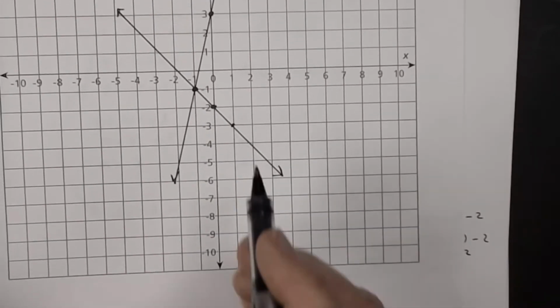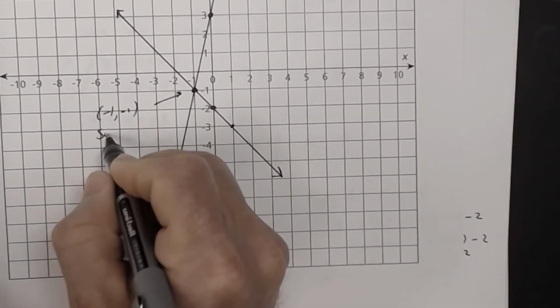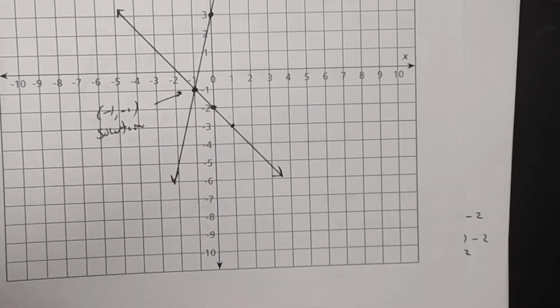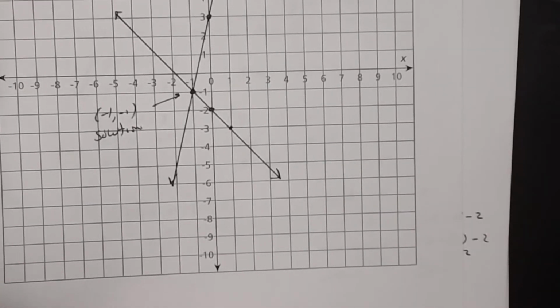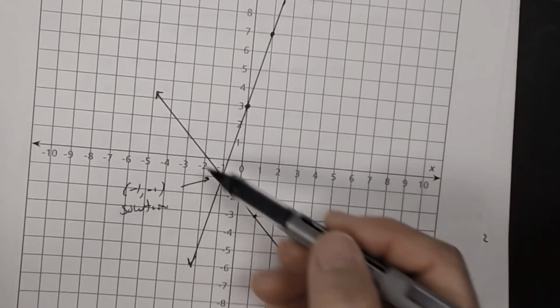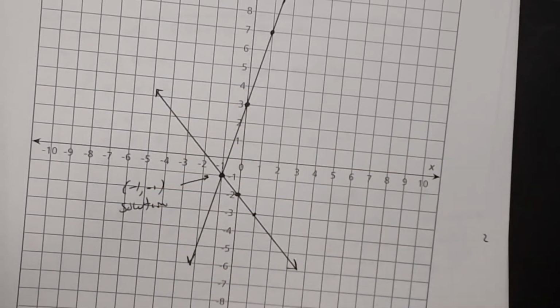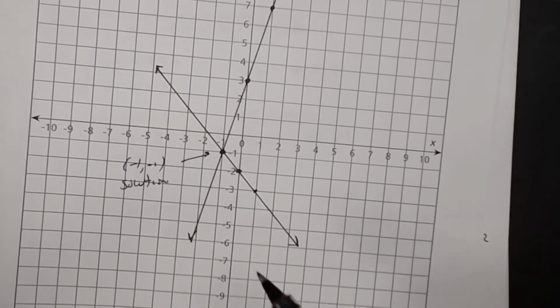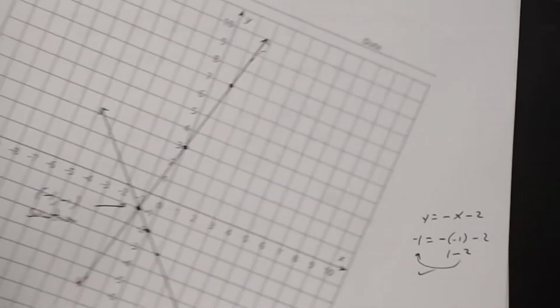So the solution to the system is this point right here. So the solution is negative 1, negative 1. That's your solution. The point of intersection is a solution. No other point on this line, no other point on this line, no other point anywhere in this grid is a solution except this. All right, let's look at that example.